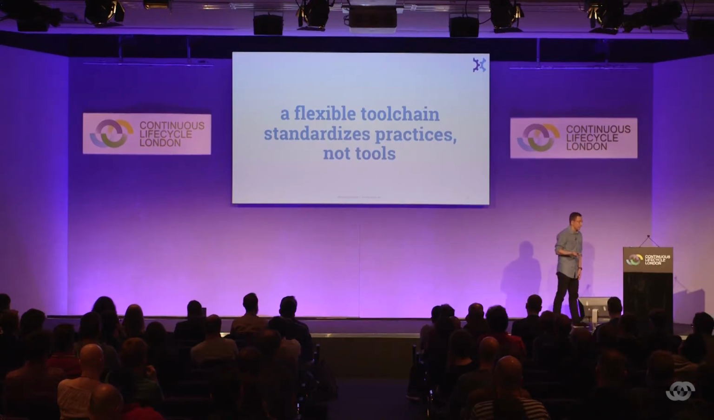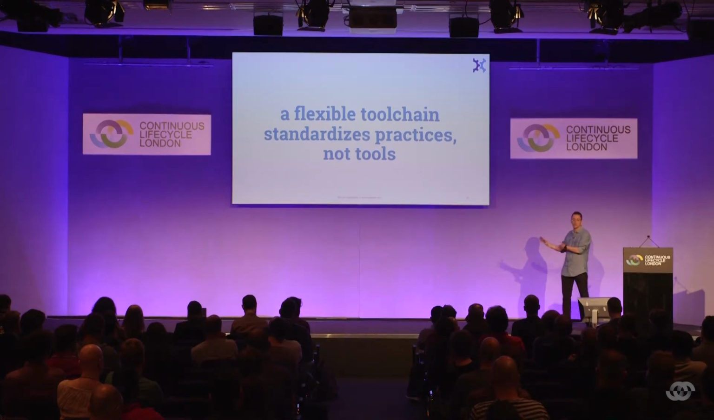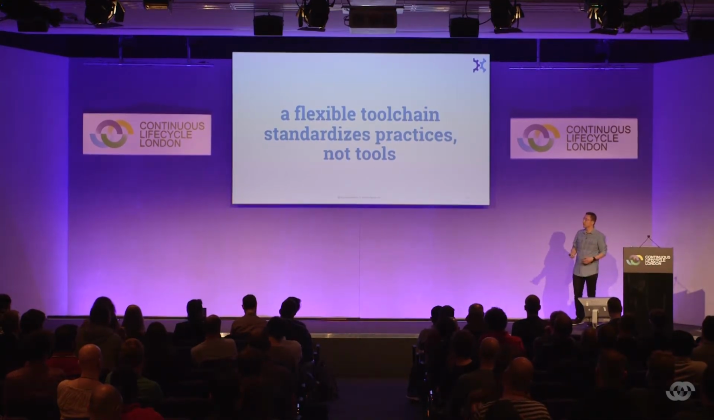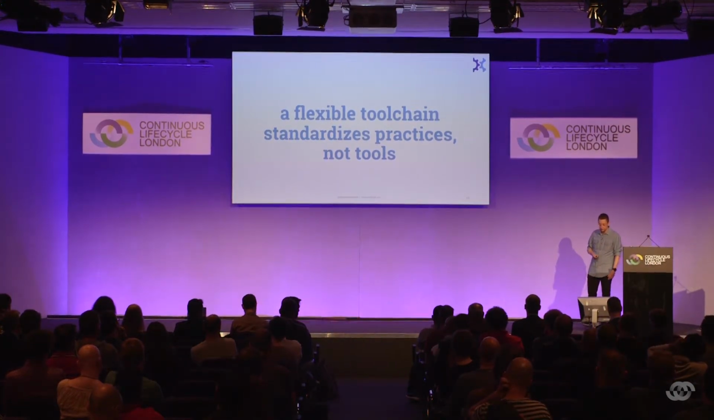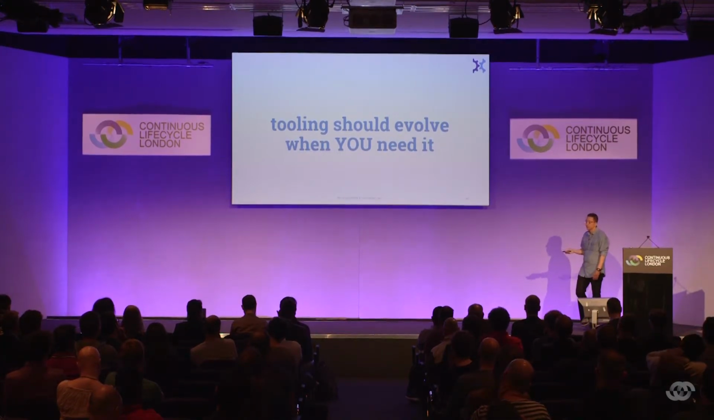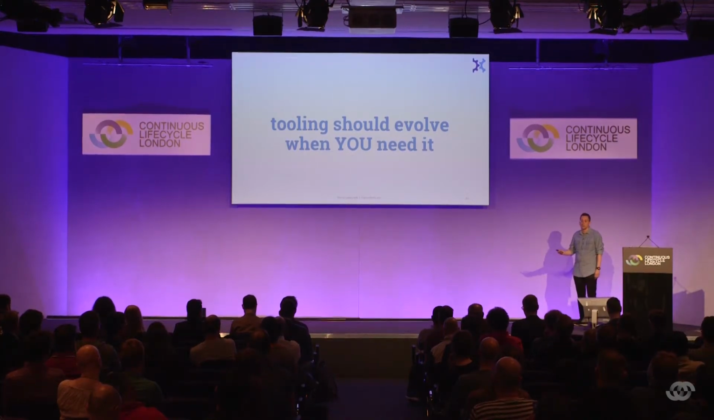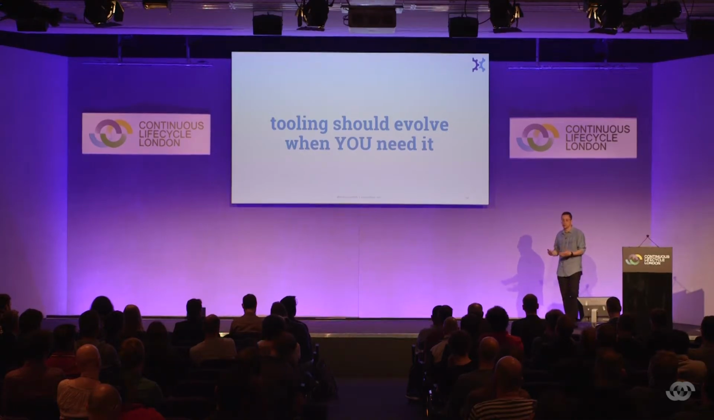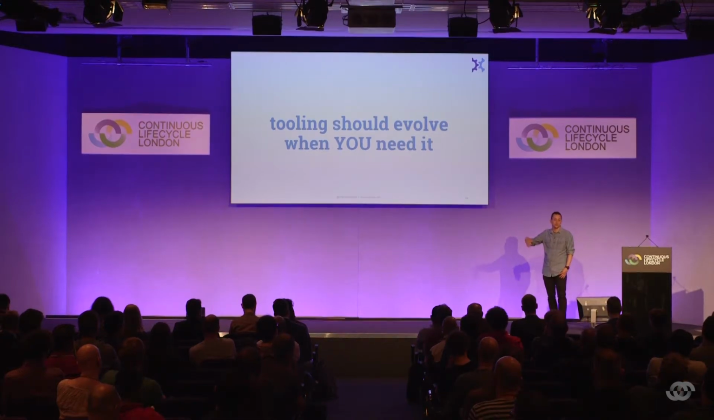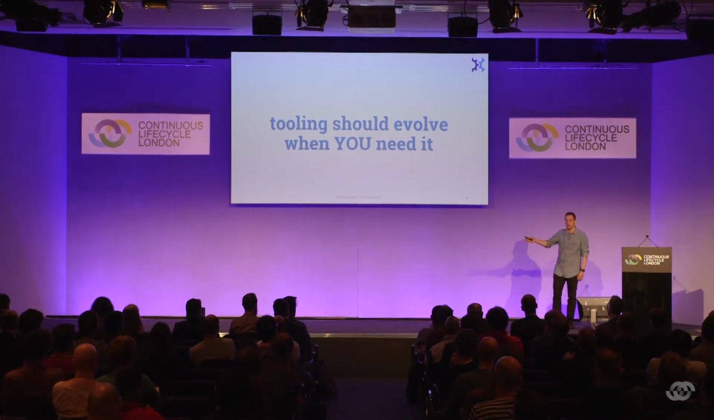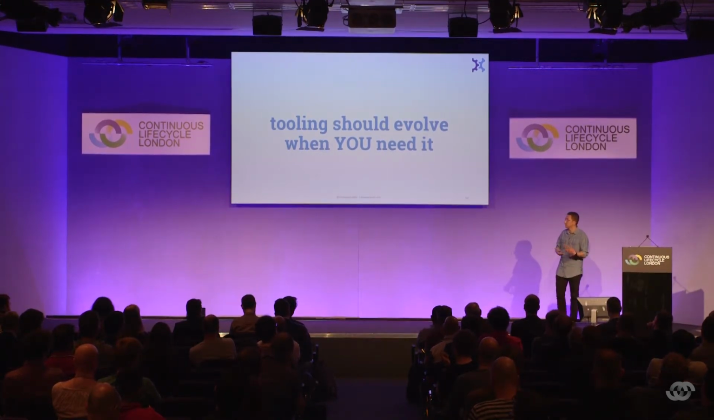So that's the point I want to make: the flexible tool chain is standardizing our practices and not the tools. The tools can change, they can evolve, but we make sure that we know what practices we want to do and we stick to those. And tooling should evolve when you need it because your requirements have changed. Obviously, with an integrated solution, that can vary as well, because you might have a new requirement, but the vendor or creator of that tool might not have it on the roadmap, or it's for later. So you have less control.